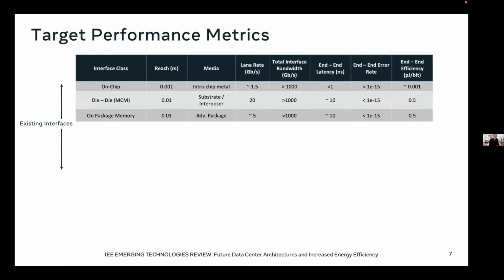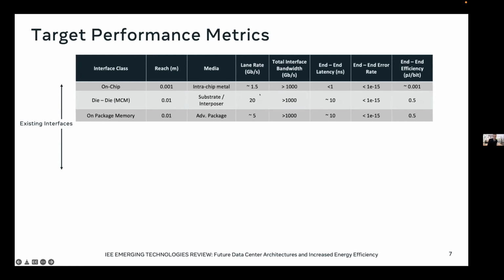So what I'm going to show on this slide is, first of all, the existing interfaces and the existing interface classes that we have today. And those are things that we're familiar with and we can realize, and then talk about what we might need to see in terms of future interfaces. So starting off at the chip level, we have on-chip interfaces, which typically go very short distances. These are contained inside of CMOS and have very high efficiencies associated with them. You can see over here, fractions of a picojoule per bit.